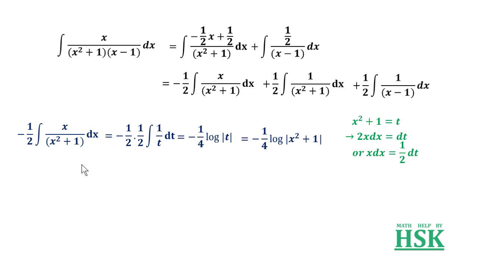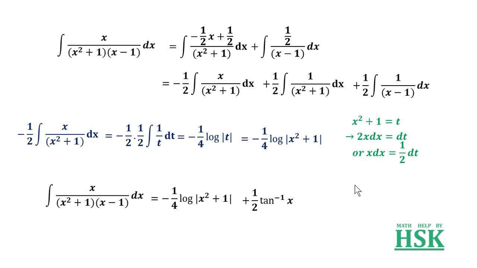Okay, further we can write that integration of this function is equal to minus 1 by 4 log of x square plus 1. Integration of 1 upon x square plus 1 dx is equal to tan inverse of x, so this will be equal to 1 by 2 tan inverse of x plus, this is in the form of integration of 1 upon x, which is equal to log x, so integration of 1 upon x minus 1 dx would be equal to log of x minus 1. So the third term would be 1 by 2 log of x minus 1 plus c. So this is my required answer.